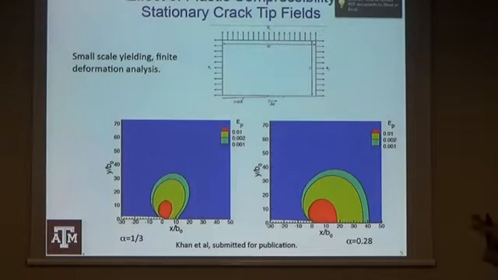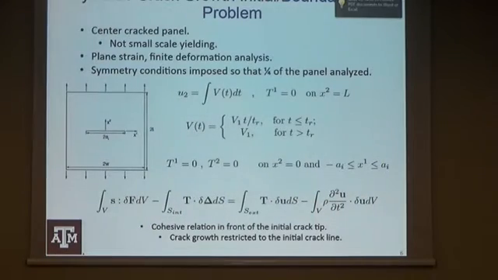Crack tip fields. These are stationary crack tip fields, small scale yielding, finite deformation notch. This is an incompressible solid. This is a plastically compressible solid. See how the crack tip fields change significantly. Next slide. Okay, so this is what I'm going to look at.